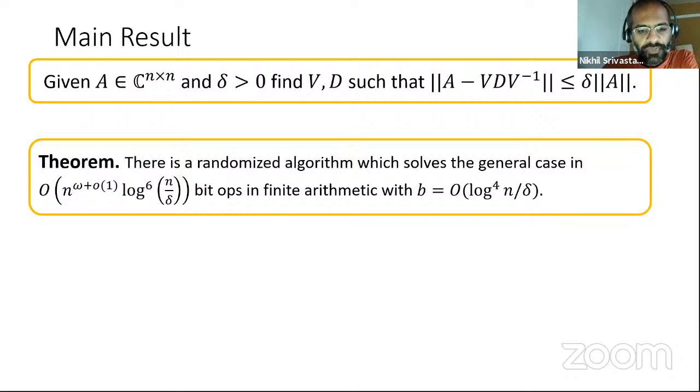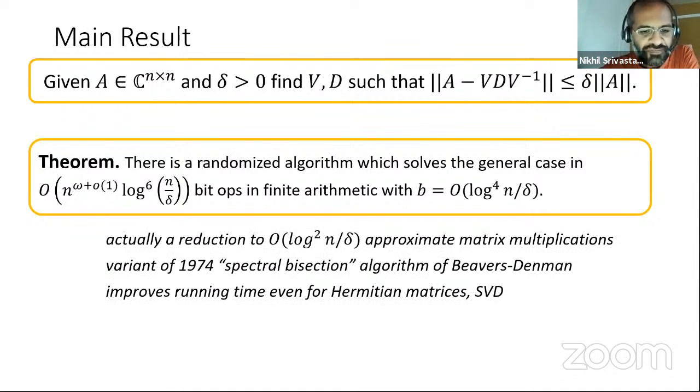So here are some comments about the theorem. The first thing is it's actually a reduction. It shows how to solve this problem using log squared n over delta approximate matrix multiplications. So if you give me a black box that does numerically stable matrix multiplication, I can turn that into a diagonalization algorithm by calling it log squared n over delta times.